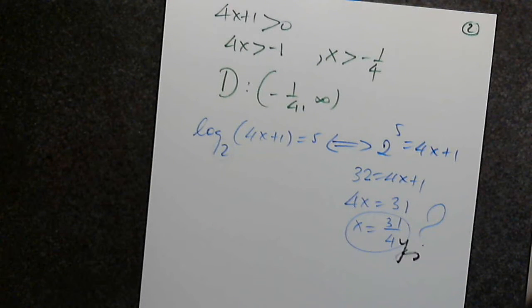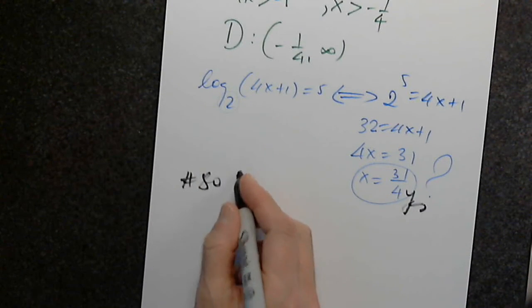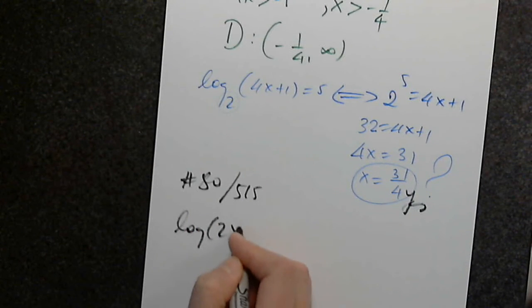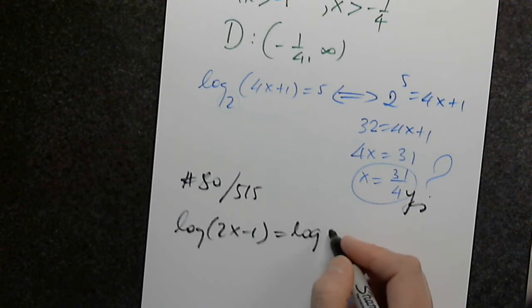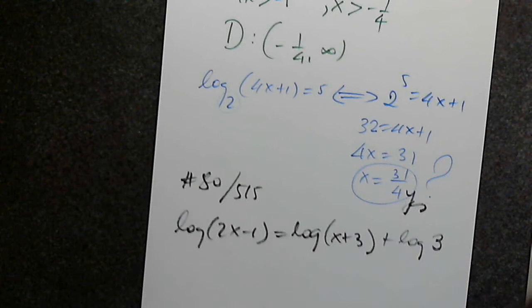Good. Feel free to choose any problem you'd like. 49 through 92. 80? Say it again. 80. Excellent. Here it is. Same page, 515. Log of 2x minus 1 equals log of x plus 3 plus log 3.